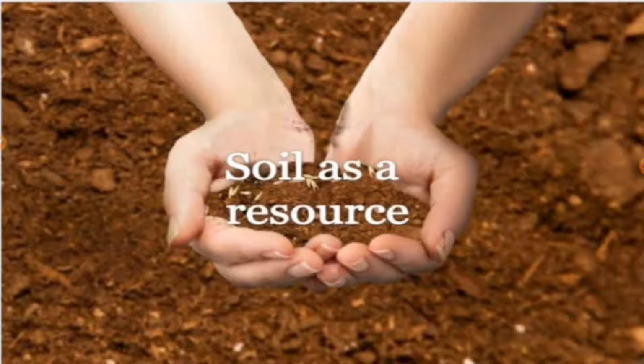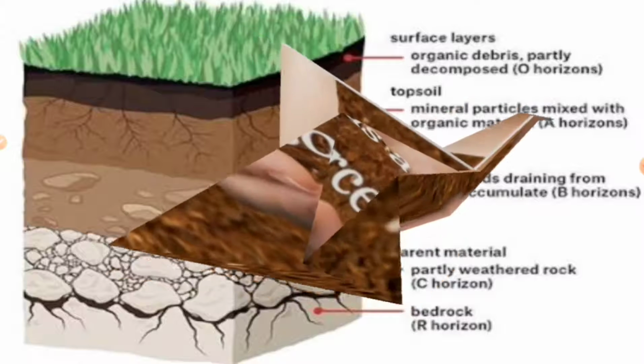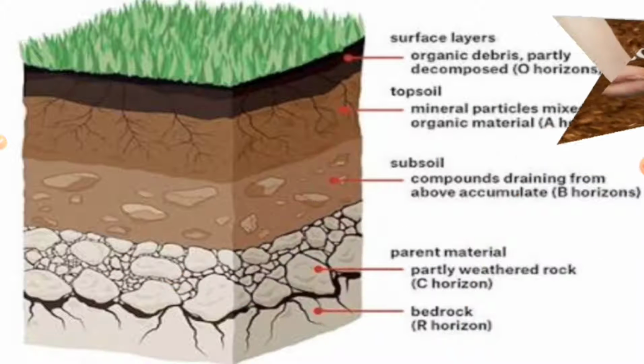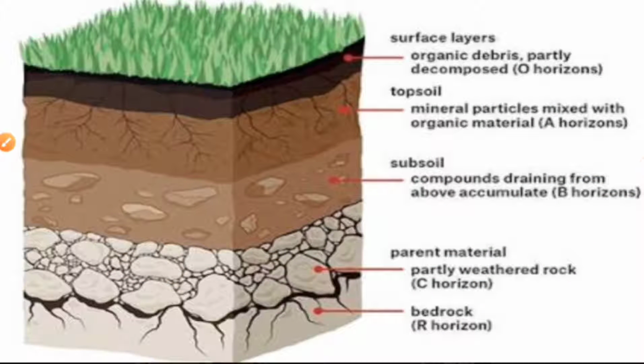And what are the factors affecting soil formation? Climate is a factor affecting soil formation. Topography, nature of parent rock, vegetation, chemical and organic changes, all these factors are affecting soil formation. And let us see a soil profile.